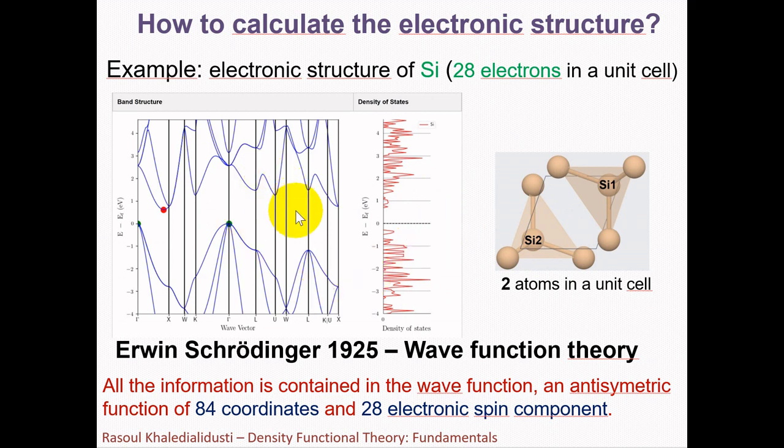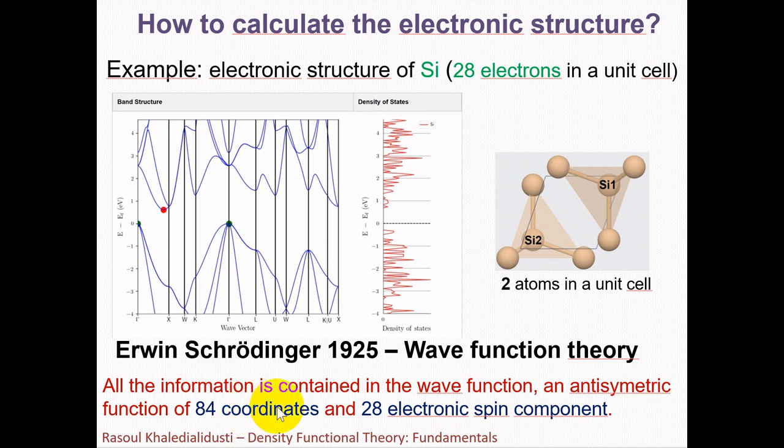Well, based on wave function theory, as first described by Erwin Schrödinger in 1925, all the information which is contained in the wave function can be determined from this antisymmetric function. If we swap the coordinates of two electrons, here we have 28 electrons, we would get a change in sign of the wave function. If we think of the spatial coordinates of each electron, there are three directions, x, y and z. So there is 3 times 28, which is 84 coordinates.